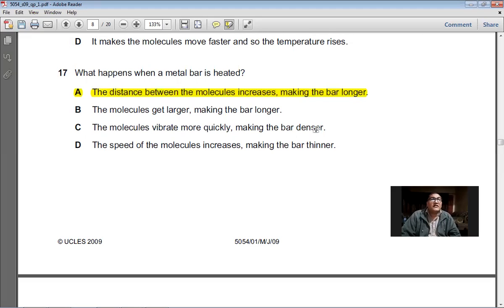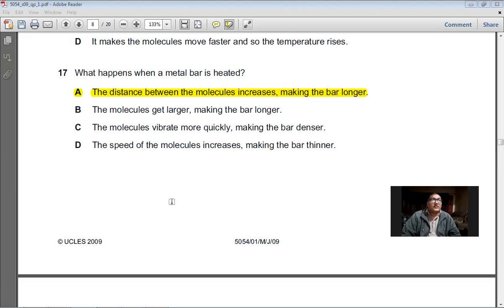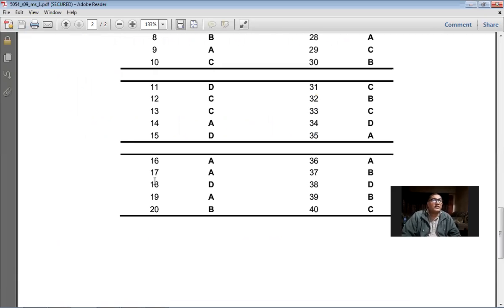You heated a metal bar, so it will expand. So it means the distance between the molecules has increased. Okay, so I think 17A is the right choice. Question number 17, A is the right choice.